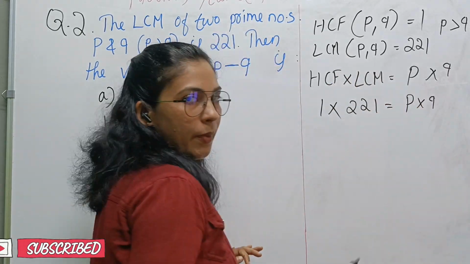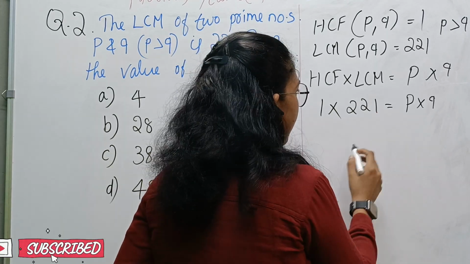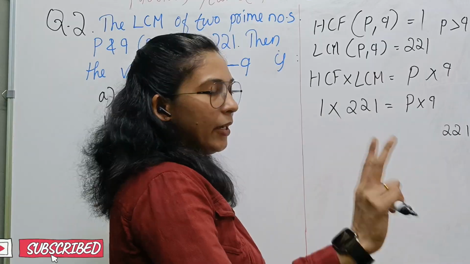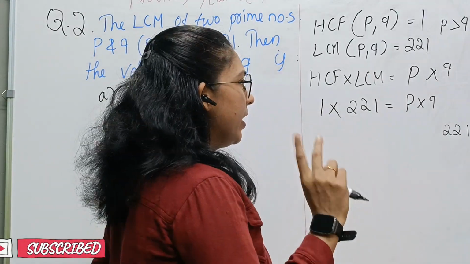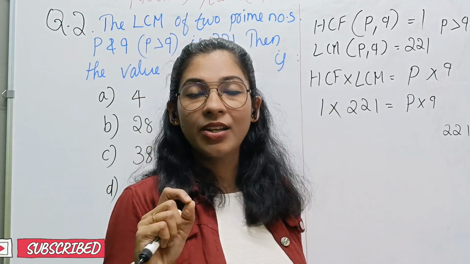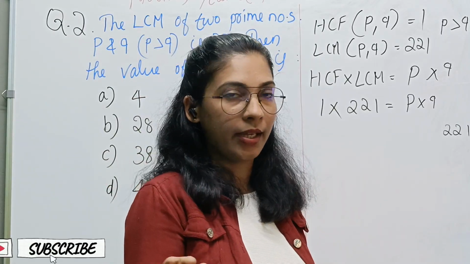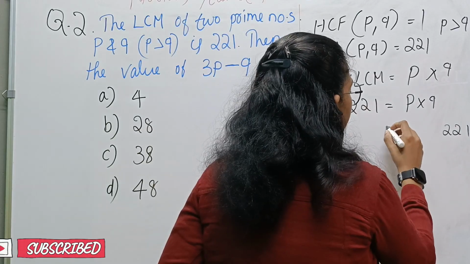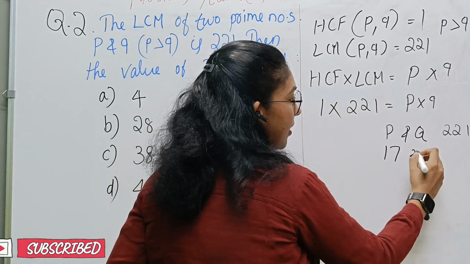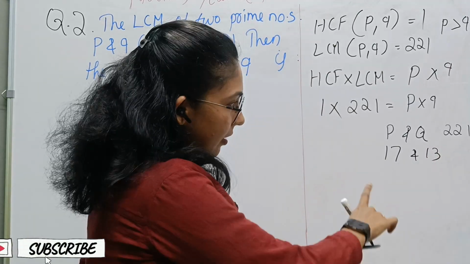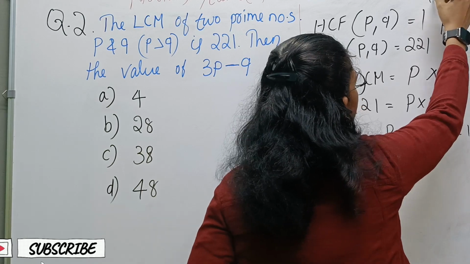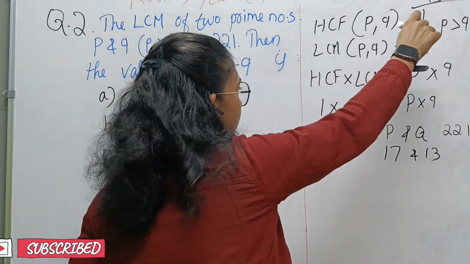We don't know what P and Q are. The product is 221. On multiplying the two numbers, we get 221 as the product. Which are they? The question clearly mentions that these two numbers are prime numbers. So P and Q are 17 and 13. These are two prime numbers. If you have any doubt, please multiply these two numbers. What is it? 7 times 3 is 21.